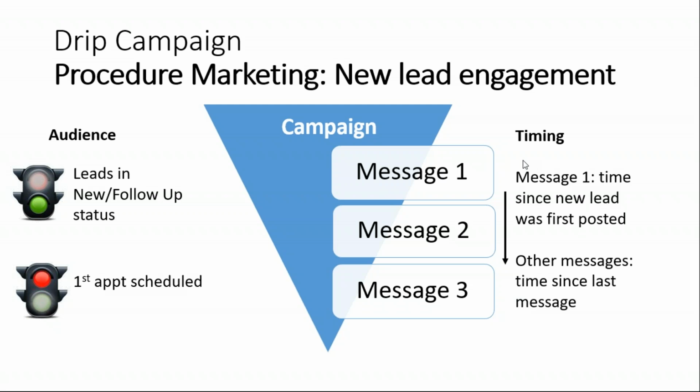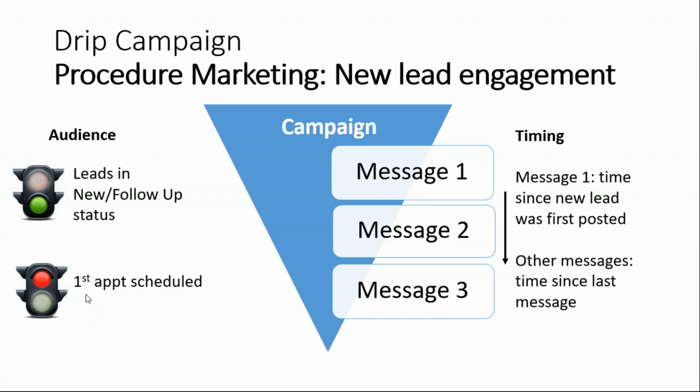The most common type of campaign will be your procedure marketing drip campaign. And this is for engaging new leads until such time as they have scheduled their first consult. So to be put into the audience automatically, the lead just has to be added to MyMedLeads, either through integration or manual entry. And as long as that lead is in new or follow-up status, this person will continue to receive as many messages as you put into the campaign.